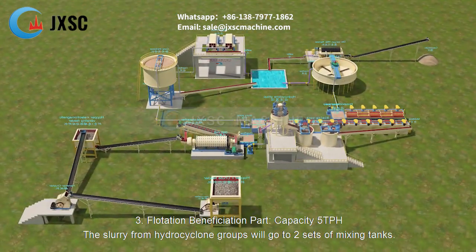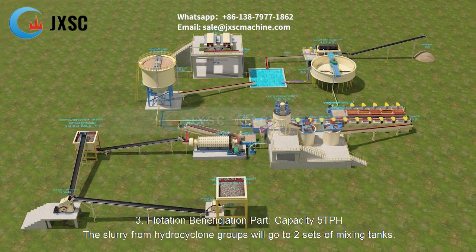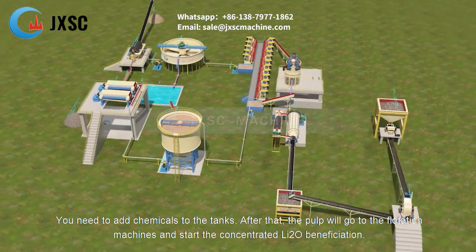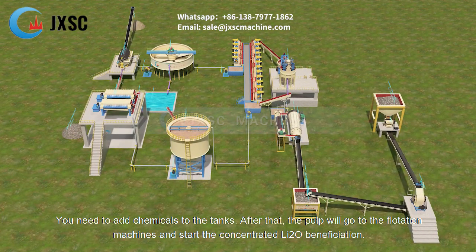3. Flotation beneficiation part, capacity 5 TPH. The slurry from hydrocyclone groups will go to 2 sets of mixing tanks. You need to add chemicals to the tanks. After that, the pulp will go to the flotation machines and start the concentrated Li2O beneficiation.